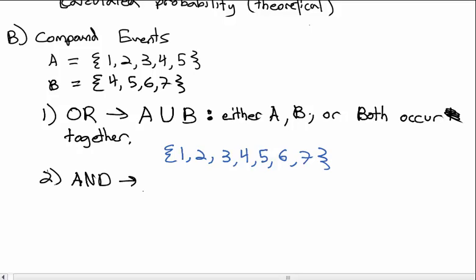Contrast that with AND. With AND, we flip the union symbol over, and we will say A and B, or technically that symbol means A intersect B. It means it has to occur in both A and B together.